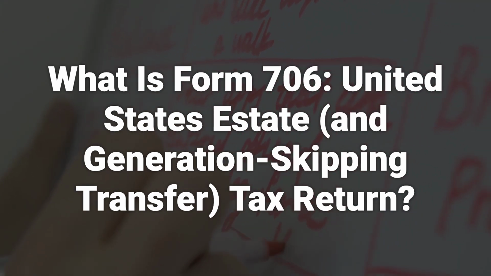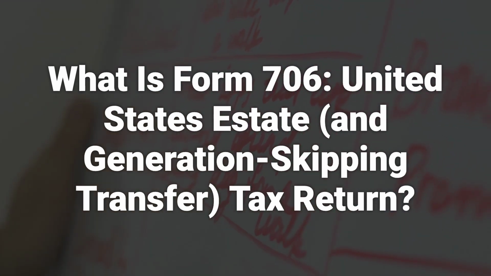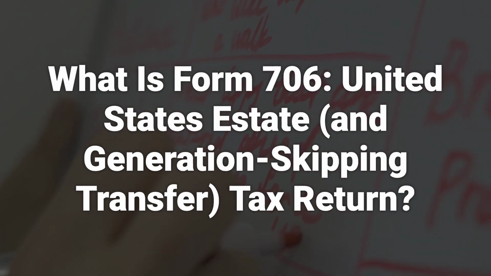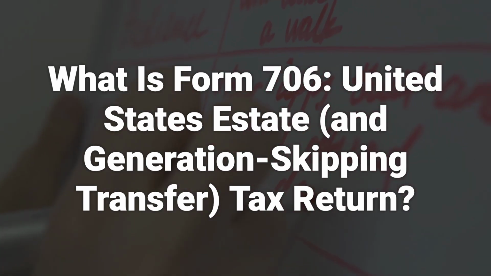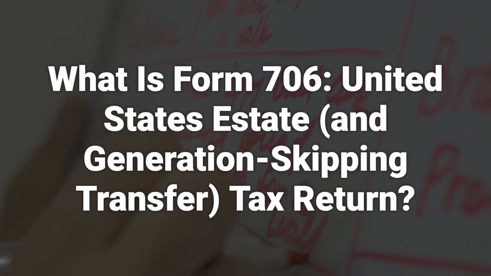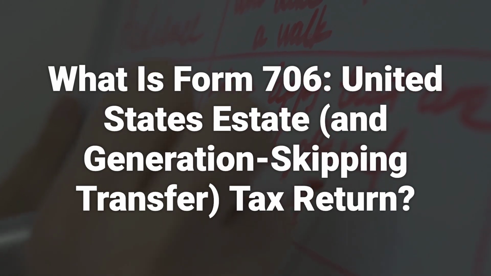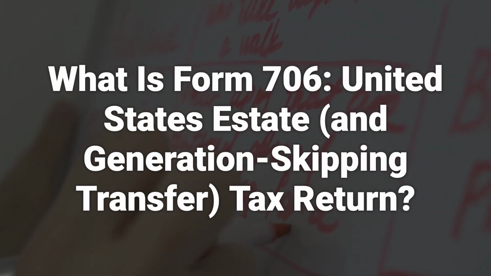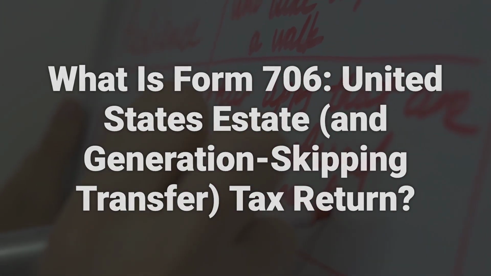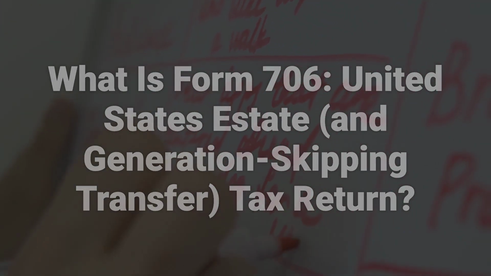IRS Form 706, the United States Estate and Generation Skipping Transfer Tax Return, is used by an executor of a decedent's estate to report the estate's worth for estate tax purposes. The form also helps calculate the generation skipping transfer tax imposed by Chapter 13 of the IRC. Using this form, the executor determines the total value of the estate and will ultimately aid in minimizing capital gains taxes for heirs.